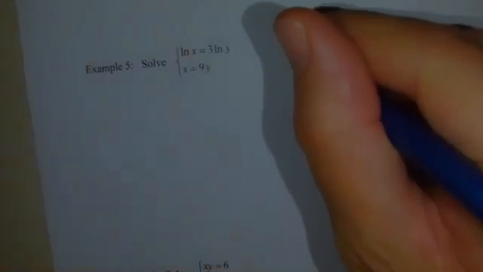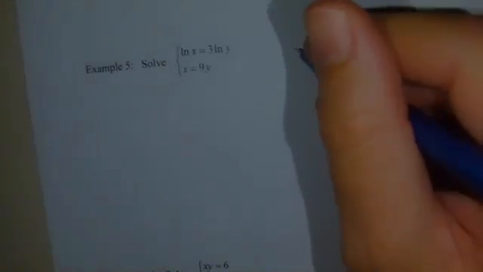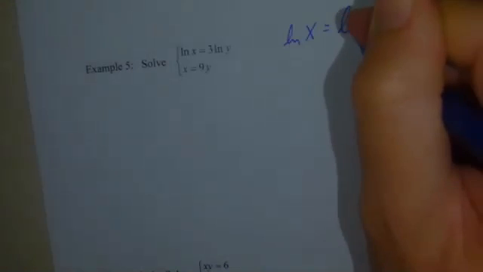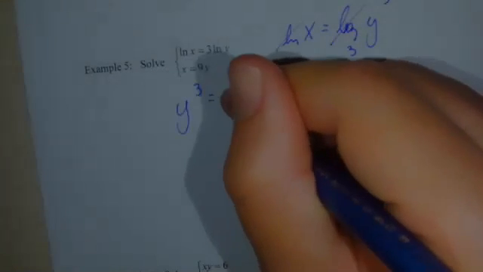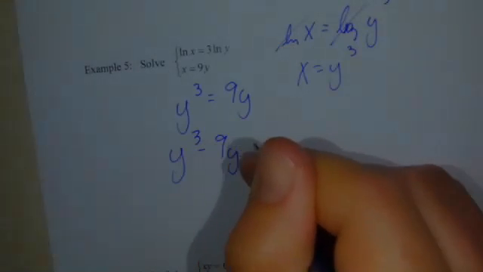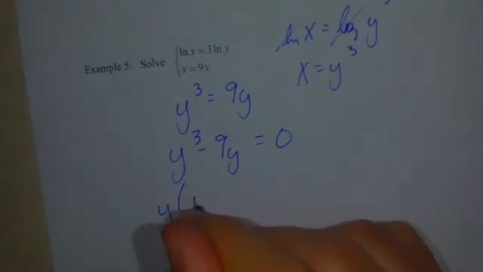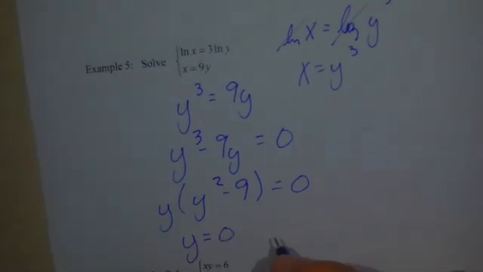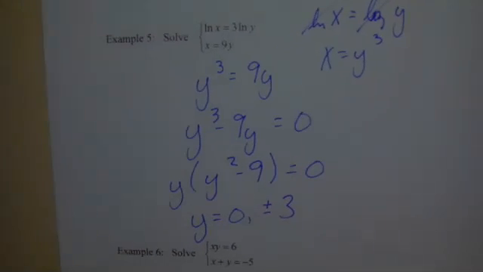Okay, so over here, what I'm going to do is solve for x in terms of y, or y in terms of x. I'm going to write this as the natural log of x equals the natural log of y cubed, and then eliminate the logs. x equals y cubed. Do a little substitution now. I get y cubed equals 9y. Write it as y cubed minus 9y equals 0. y times the quantity y squared minus 9 equals 0. y equals 0. This factors, but hopefully we see plus or minus 3.